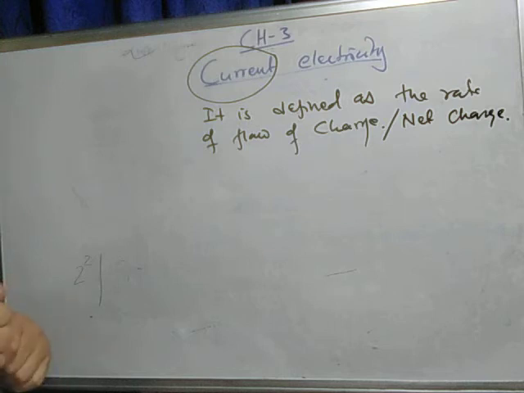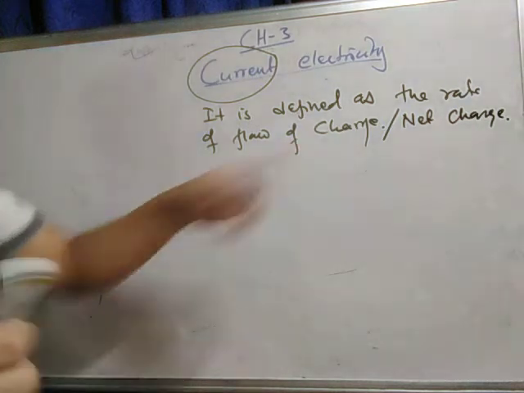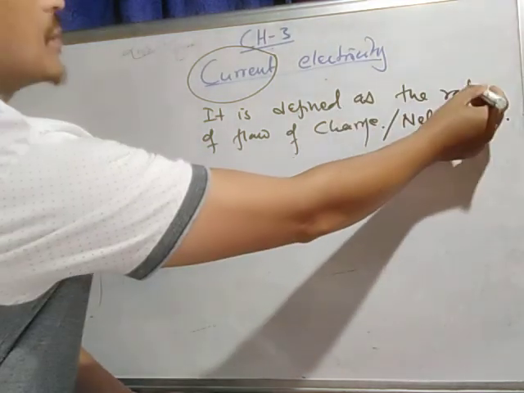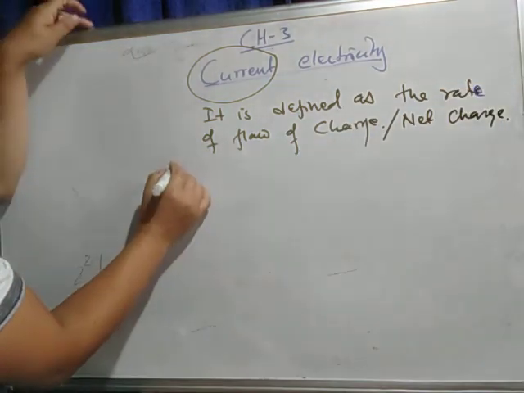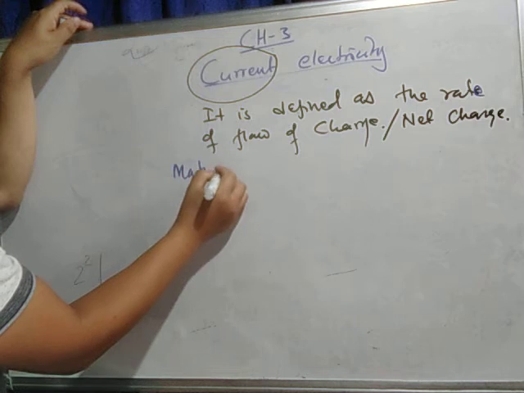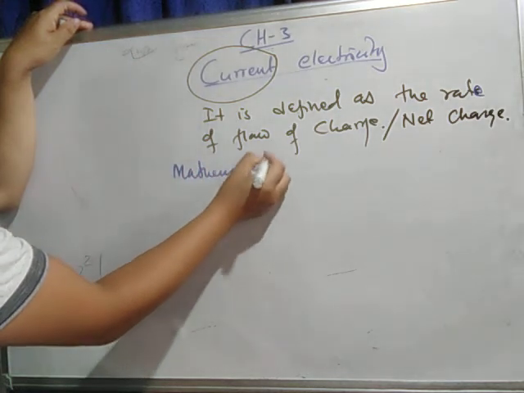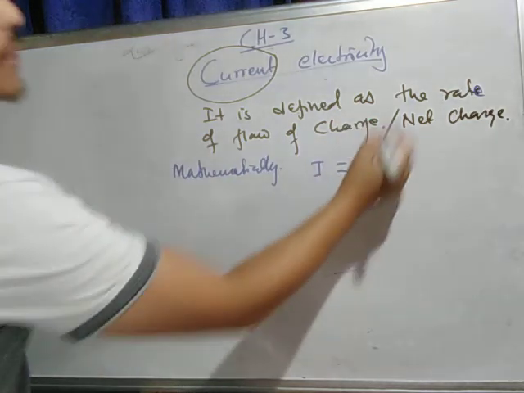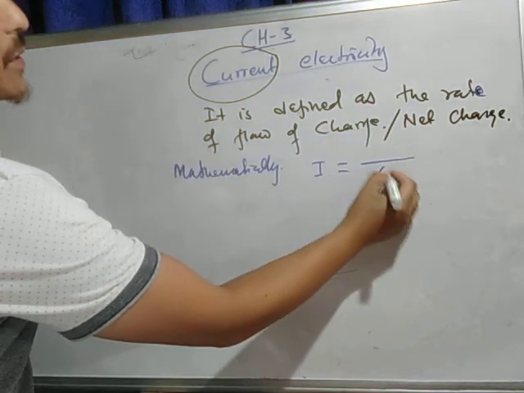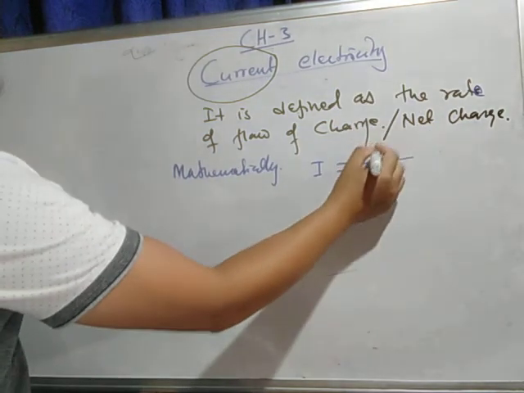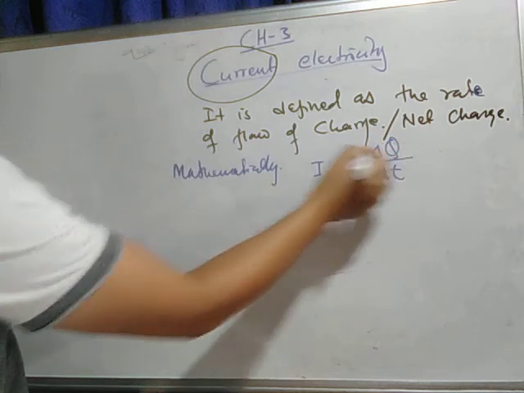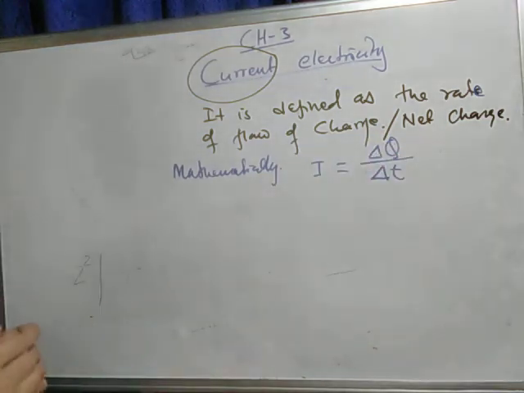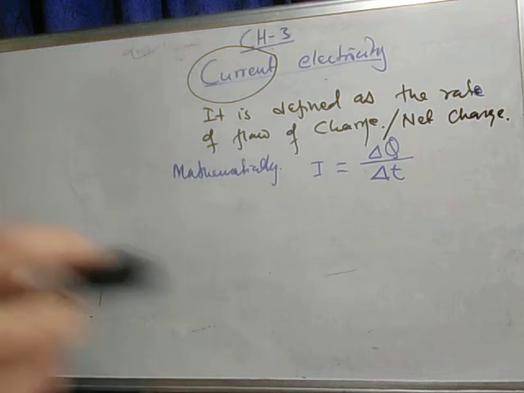So you know that rate means the time, isn't it? Rate means the time. So write down mathematically, current equals to how much? Rate means the time, so in the denominator what do we write? Time. And whose charge, isn't it? So this is our current, rate of flow of charge.